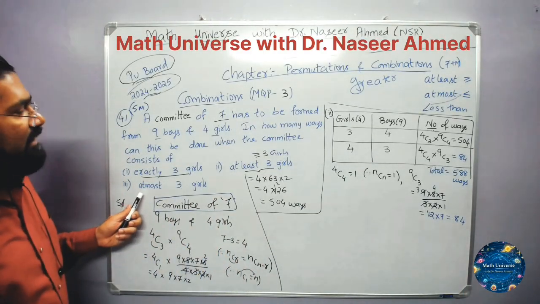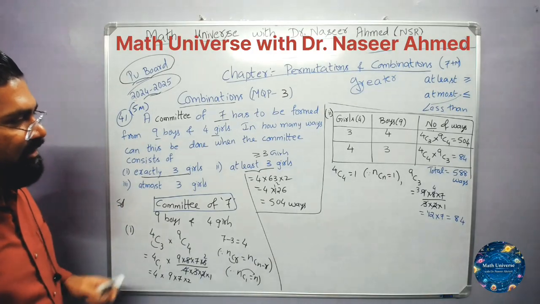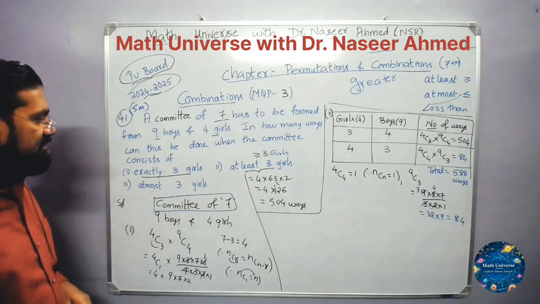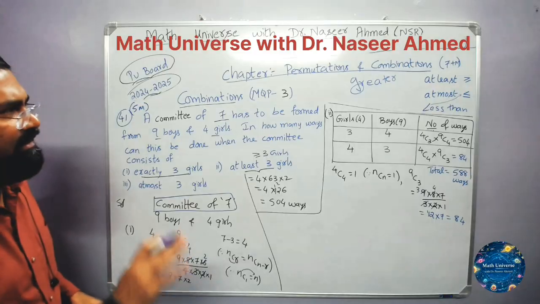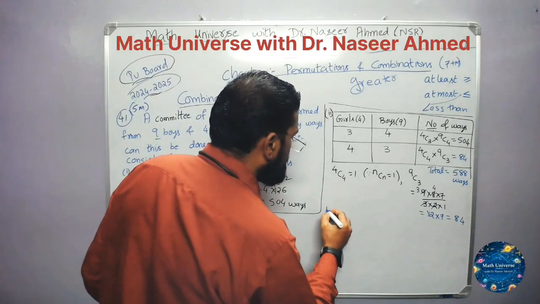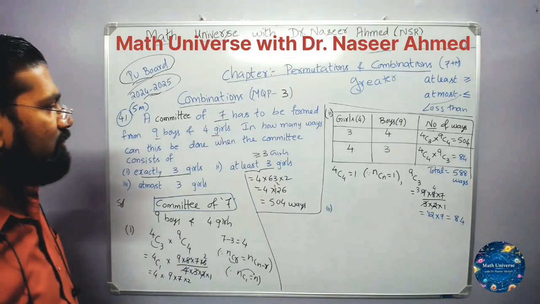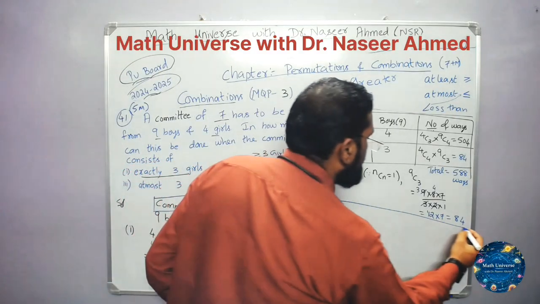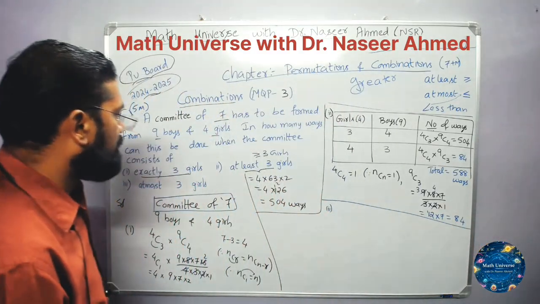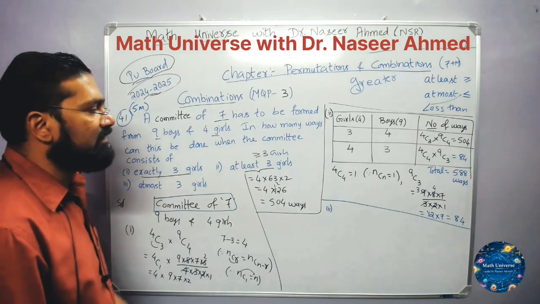Now comes next. At most 3 girls. You do one thing. Make a note of this. Let me erase. We'll try to complete here, because some of the data can be used. Okay. Third sub problem. Second sub problem done here. Now moving on to the third sub problem. See carefully. At most 3 girls.